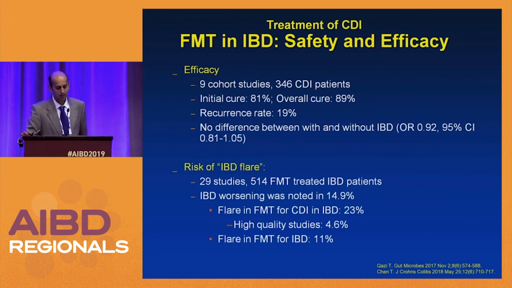A group also looked at the risk of an IBD flare happening with fecal transplantation, looking at over 500 FMT-treated IBD patients, and showed that there was a flare rate of only about 15%, which is not that different from when you use FMT for treating IBD itself, so 11%. And if you look at high-quality studies alone, that risk is about 5%. So generally, that risk seems to be low, and it's probably not as common as we think.